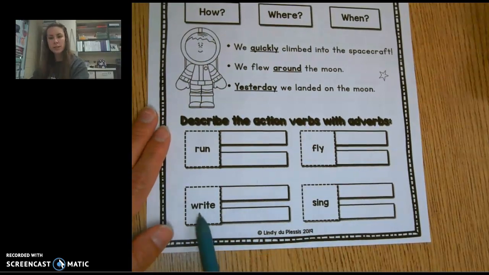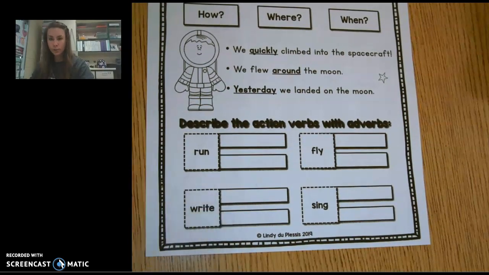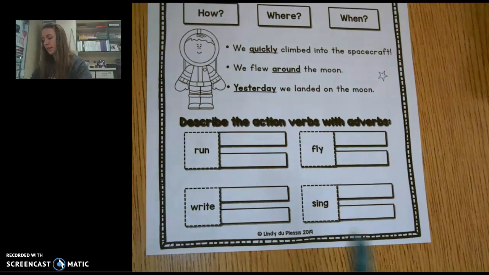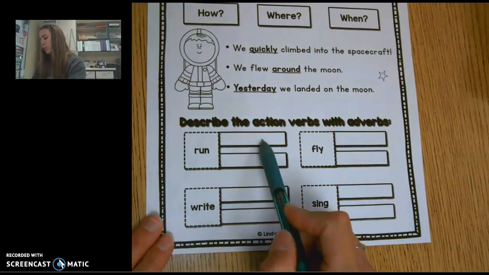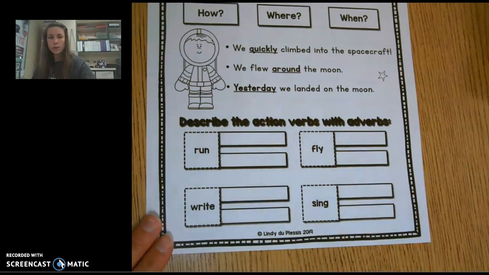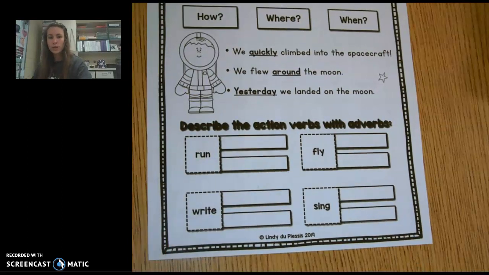Then you have write. You could answer how someone was writing. You could say they would write neatly. And then sing, how someone was singing, or where or when. Were they singing the other day? Will they sing tomorrow? You could say they were singing loudly. So think about two words for each of these verbs that would describe it, which will be an adverb.